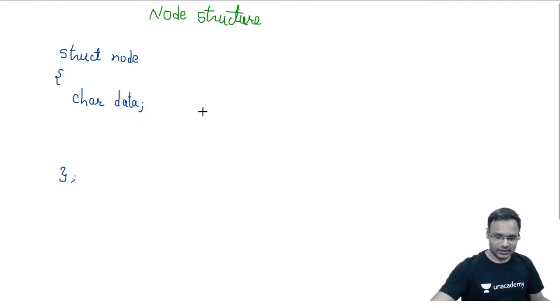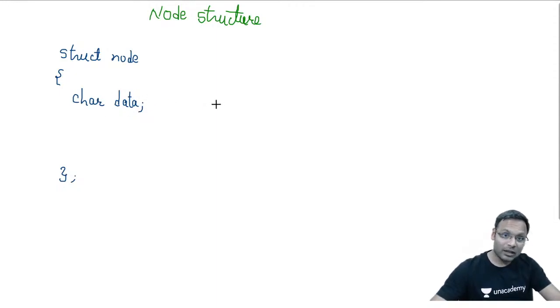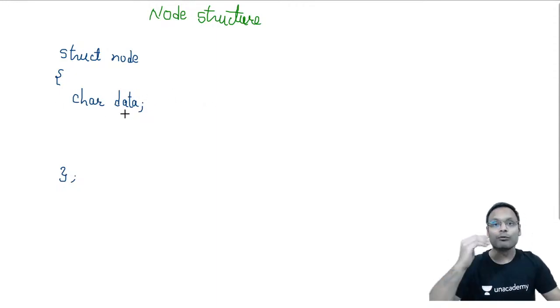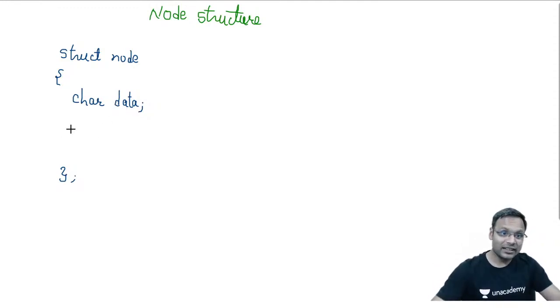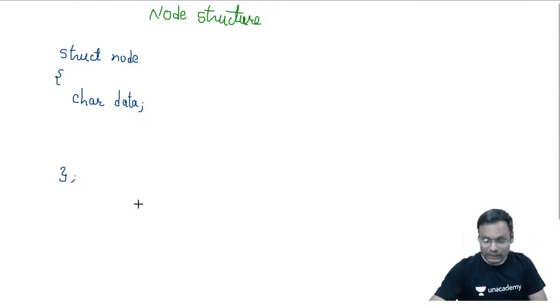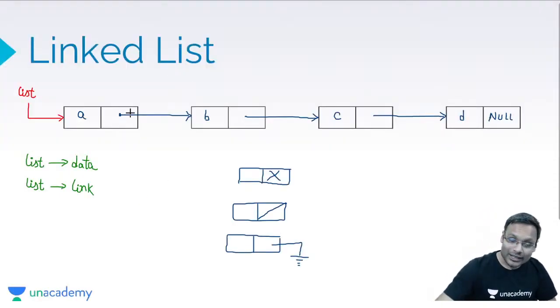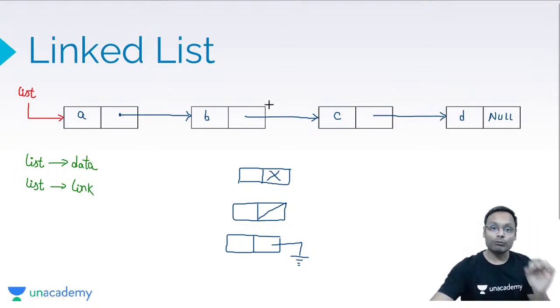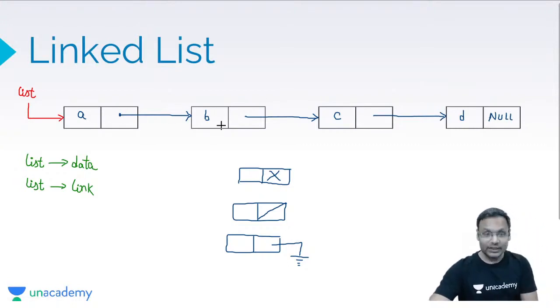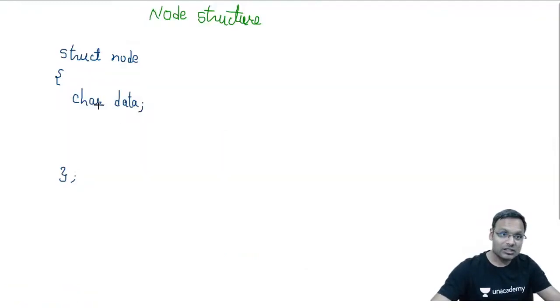Next, character type data. The name of this particular part can be character type of element, character type of item, character value, key, multiple other names you can use here, right? And the second thing is a pointer. But what type of pointer? What kind of pointer is this? This is storing the address of the node. So the pointer type is the same, struct node.